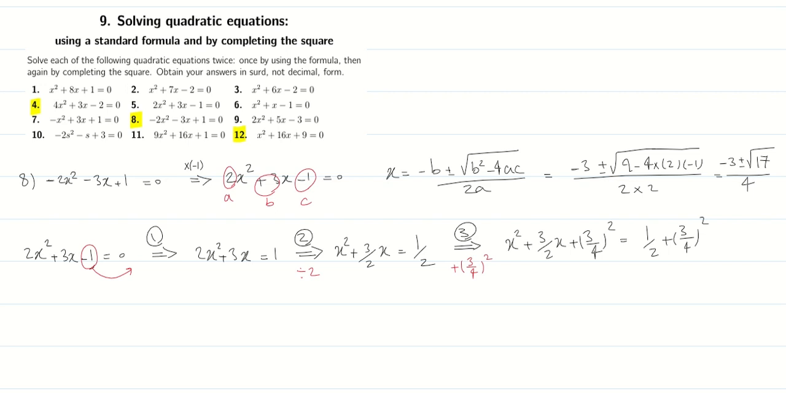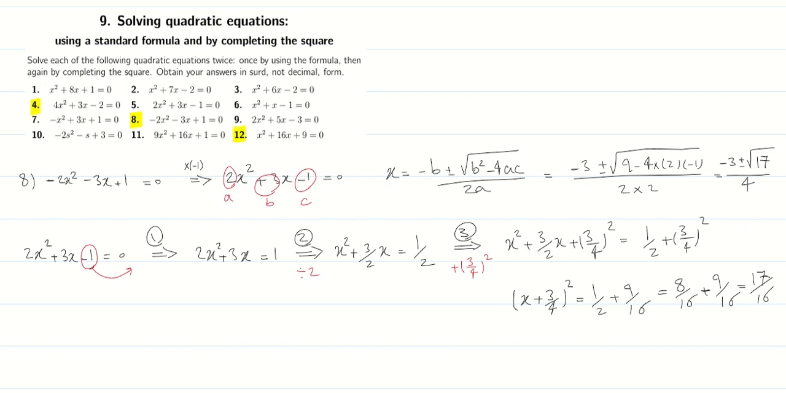squared. Now if you look at the left hand side, you have a perfect square trinomial, which would be equal to x plus 3 over 4 squared. And on the right hand side, we have 1 over 2 plus 9 over 16, which can be written as 8 over 16 plus 9 over 16, which would be equal to 17 over 16.